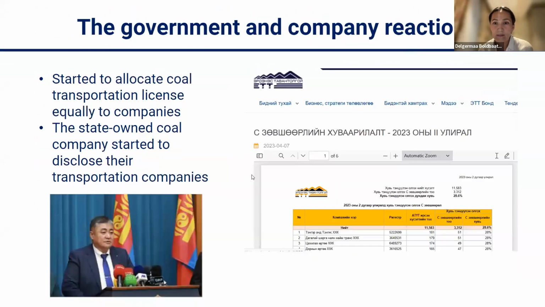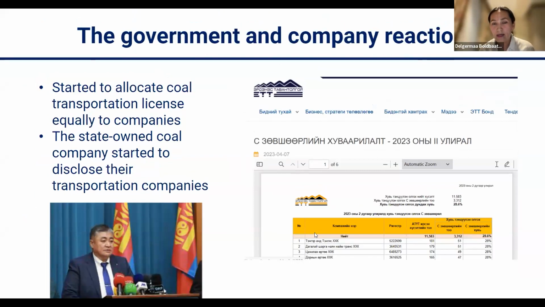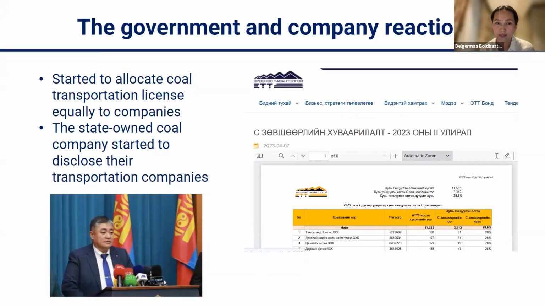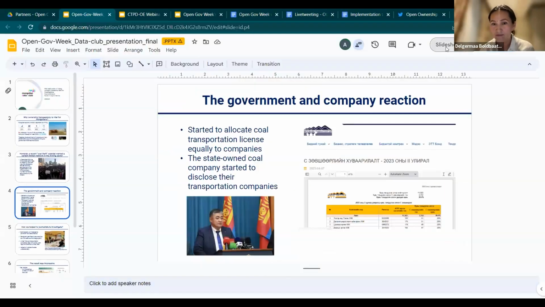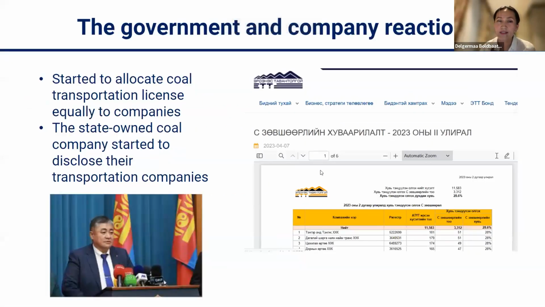The reaction of the government and the state-owned enterprise was to start allocating coal transportation licenses equally to 180 companies. They also started to disclose additional information, not only tax payments and beneficial owners, but also transportation companies' information on their websites. In other words, a lot of additional information on contracts, deals and licenses is disclosed by the government and the company on their own.